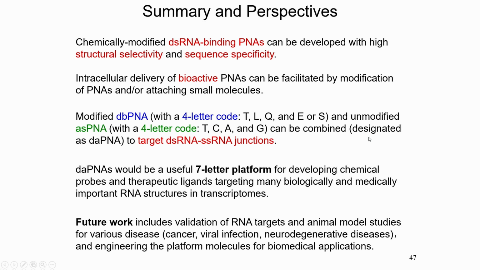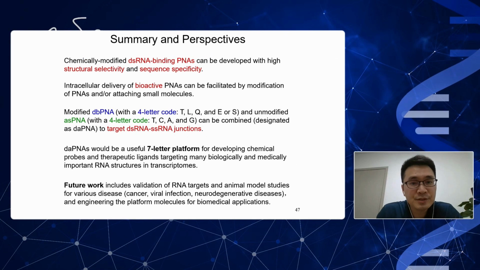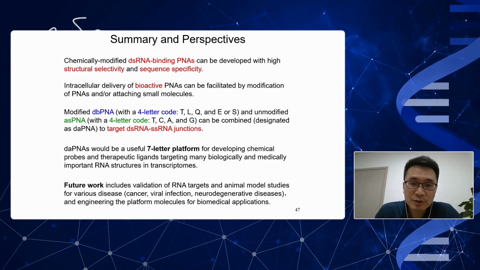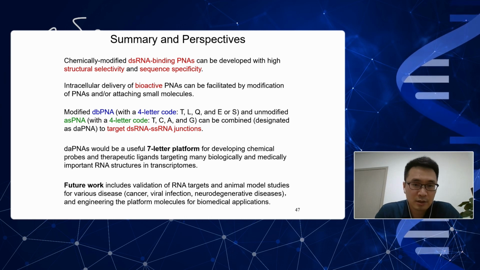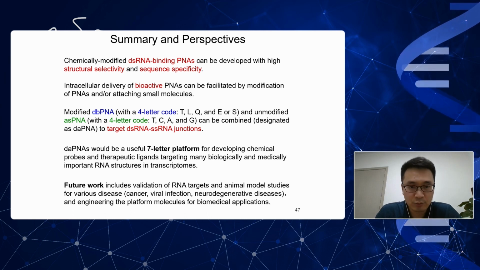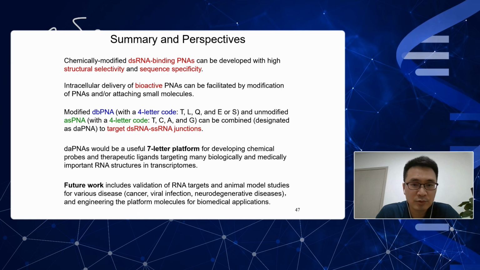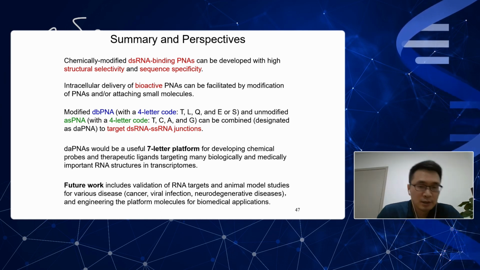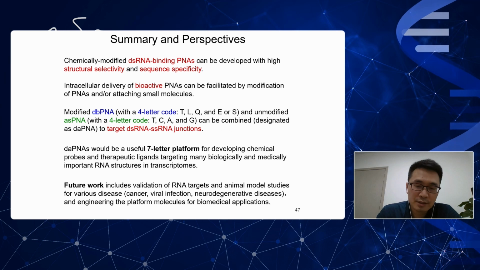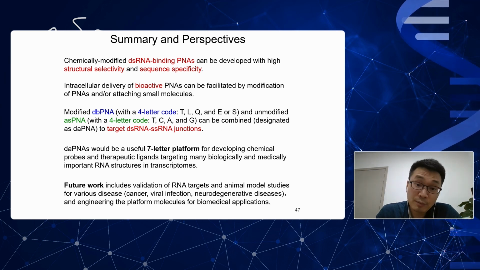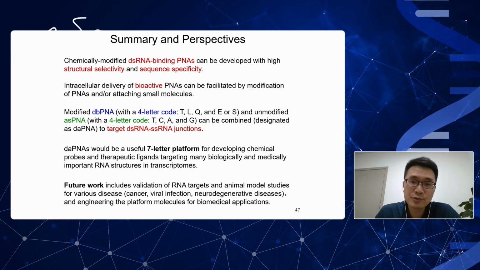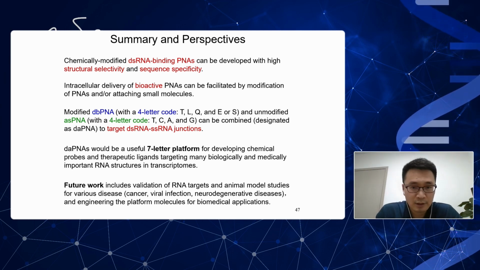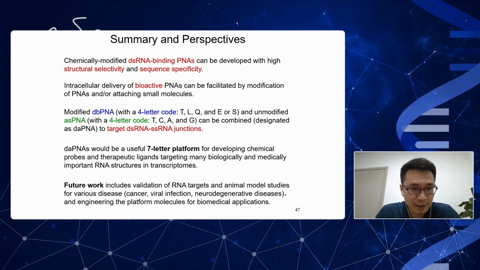Okay, so I will finish here with a summary. Basically, I hope I have convinced you that we can use our so-called dsRNA binding PNA, dbPNA, for targeting secondary structures of RNA with structure selectivity and sequence specificity. And our dbPNAs, if conjugated with a neoamine molecule, can be bioactive, right? It can modulate or inhibit the functions of virus replication.